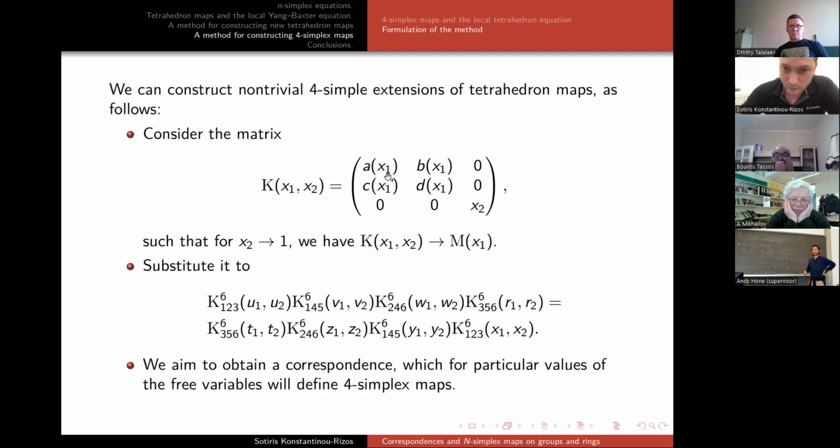And actually, if you allow them to be functions of x2 as well, you can also extend non-involutive tetrahedral maps to non-involutive ones, which is quite an important observation, because involutive maps have trivial dynamics, while non-involutive maps have more interesting dynamics. So you don't only get an extension, but you get non-involutive maps.